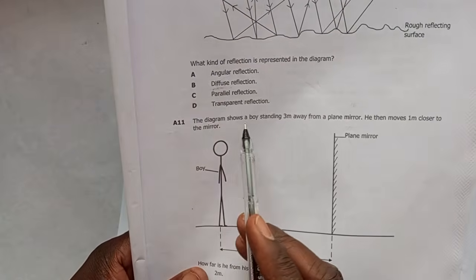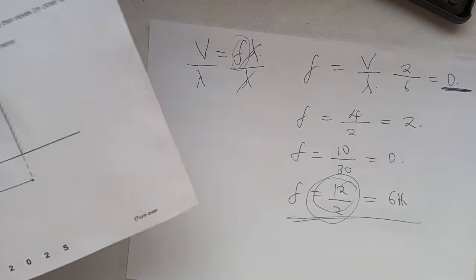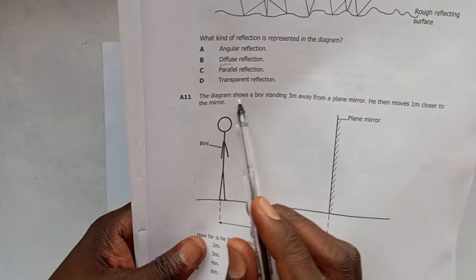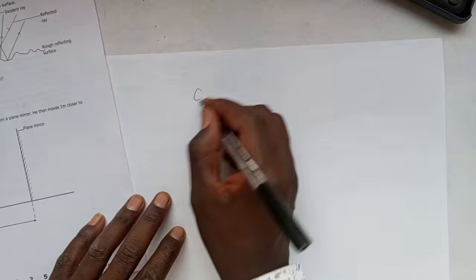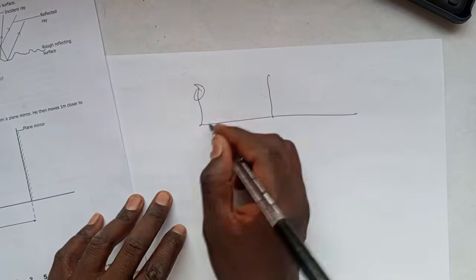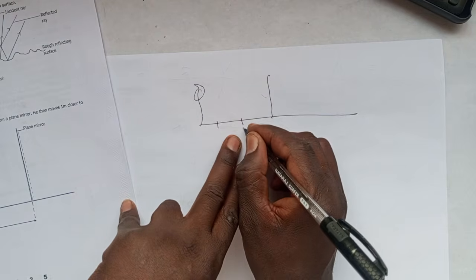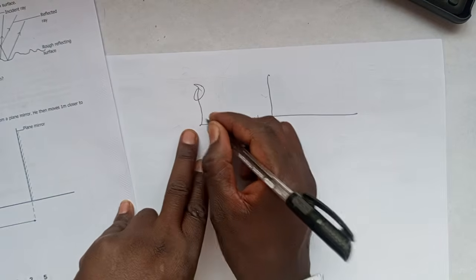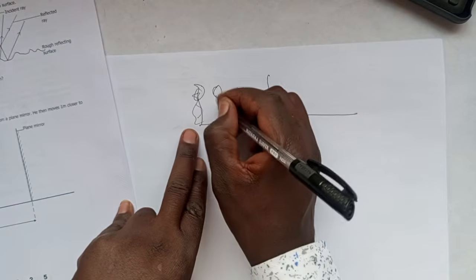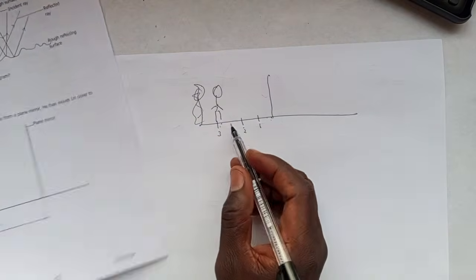11. The diagram shows a boy standing 3 meters away from a plane mirror. This question, we need to be smart in the way we are going to deal with it. So we have this boy who is standing 3 meters. We have from here 1 meter, 2, so we have 1, 2, 3. So this boy is standing here, which is 3 meters. That's what the question is saying.